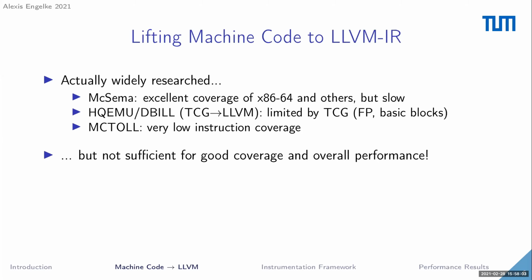So this means we have a ton of lifters, but these are either not fast or they have bad coverage. So unfortunately, we had to roll our own lifter, which we call Relume, and this is our performance-oriented lifting library, in which we try to avoid all the mentioned problems.